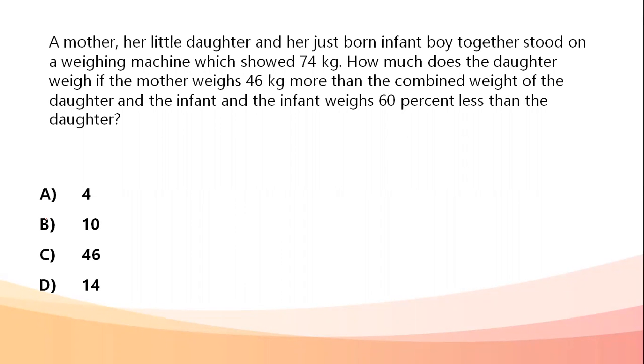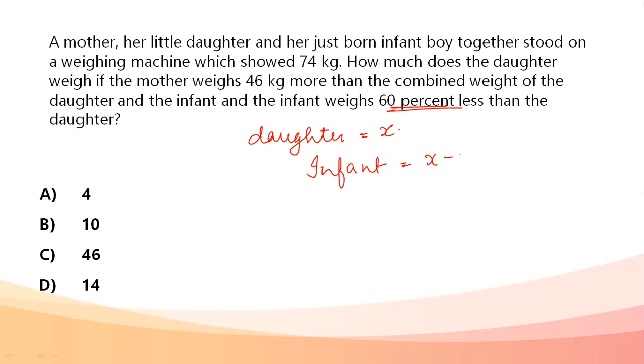Okay, now a lot of variables can be assumed here, but let's go for simple assumptions. Daughter's weight, let's take that to be equal to x. Okay, infant is 60% less than daughter, given to us. So if I talk about infant, 60% less means x minus 60% of x. Simply, we should write it as 0.4x. Okay, infant is x minus 60% of x, 0.4x.